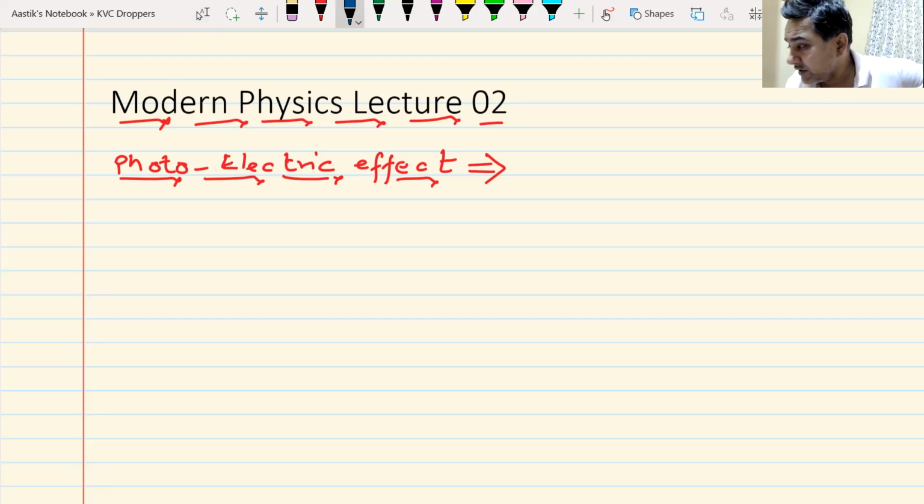Light has a dual nature, particle as well as wave. Here we are dealing with the particle nature of light. Light consists of small packets. One packet is known as a photon. What is the energy of a photon? What is the energy E of a photon? 1.6 into 10 to the power of minus 19.